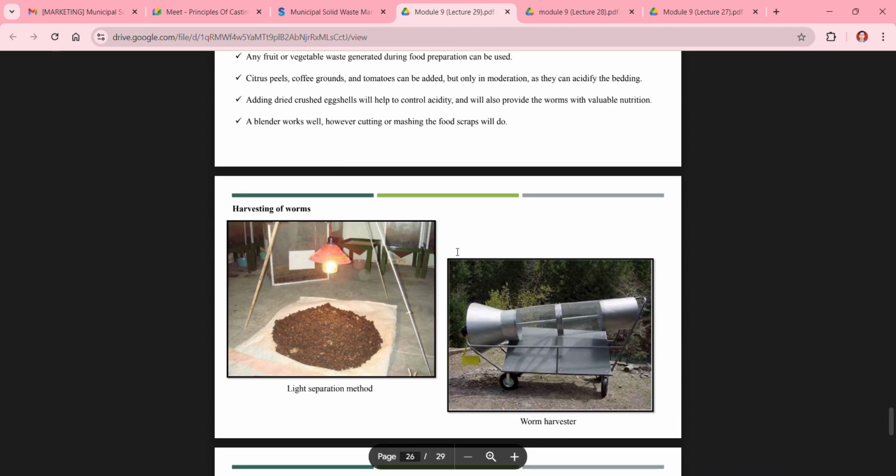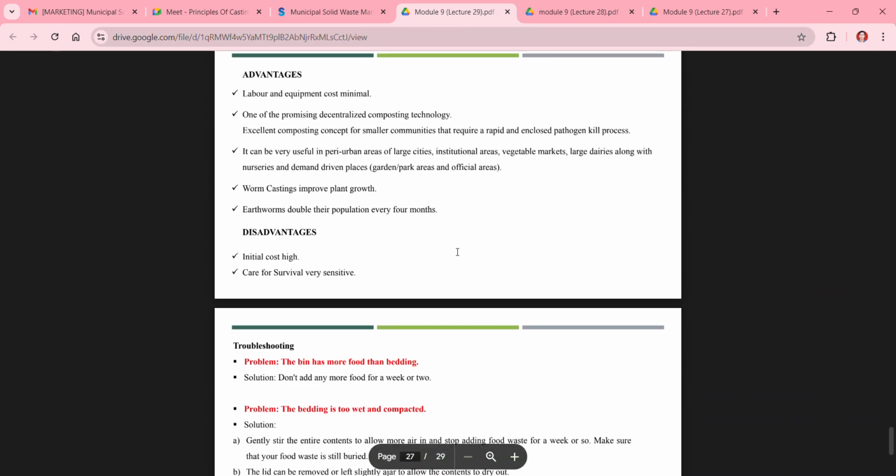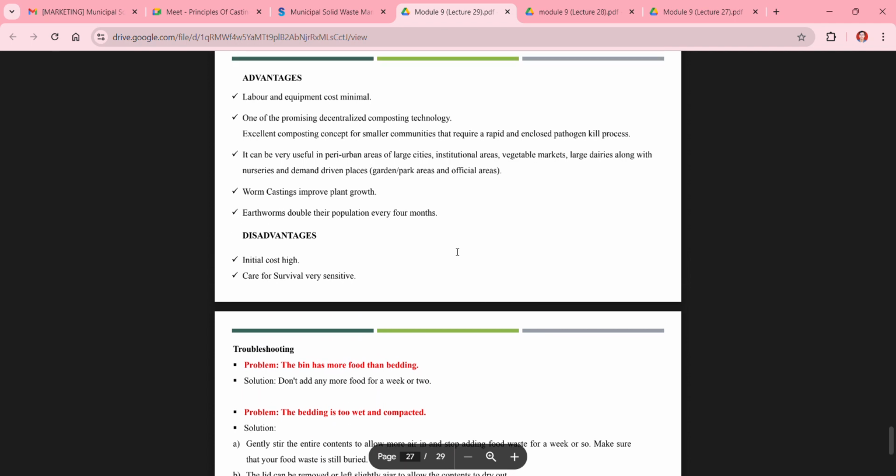Then feeding worms, worm food. There are some advantages and disadvantages. Labor and equipment cost should be minimal. It is one of the promising decentralized composting technologies. Then some of the disadvantages of vermicomposting systems are that the initial cost of these systems is very high, and care for survival is very sensitive.